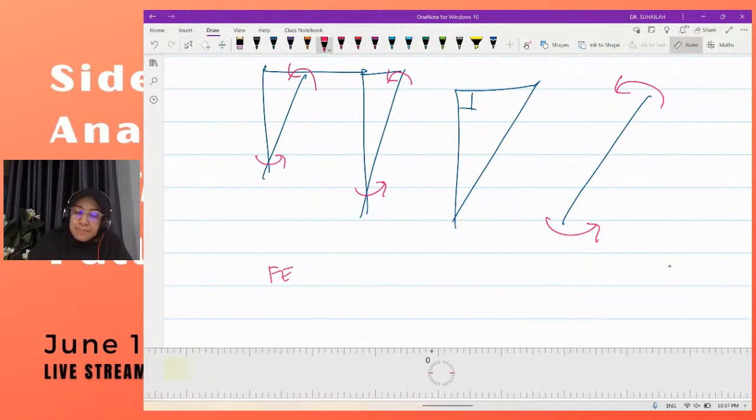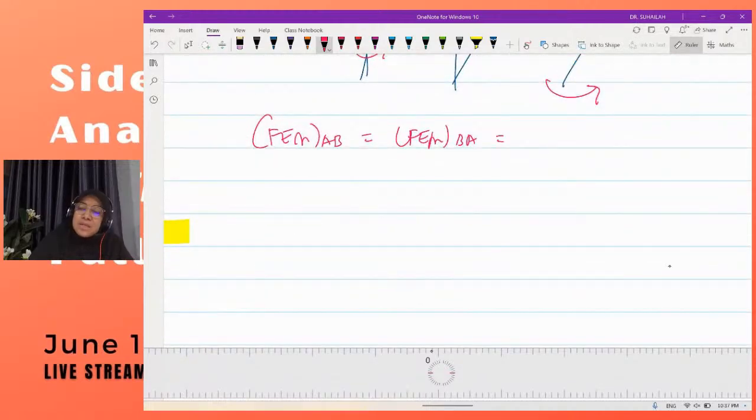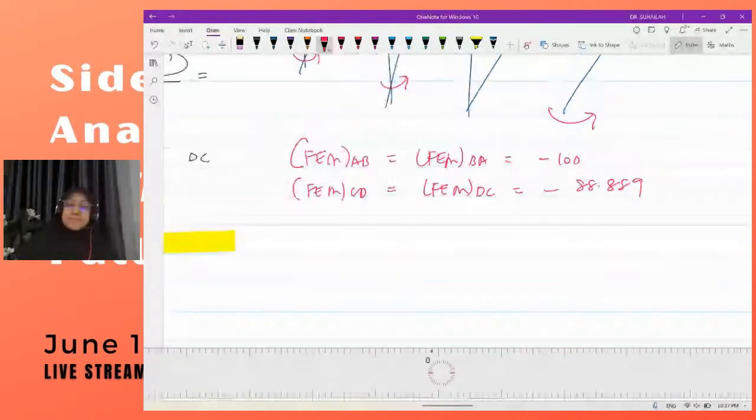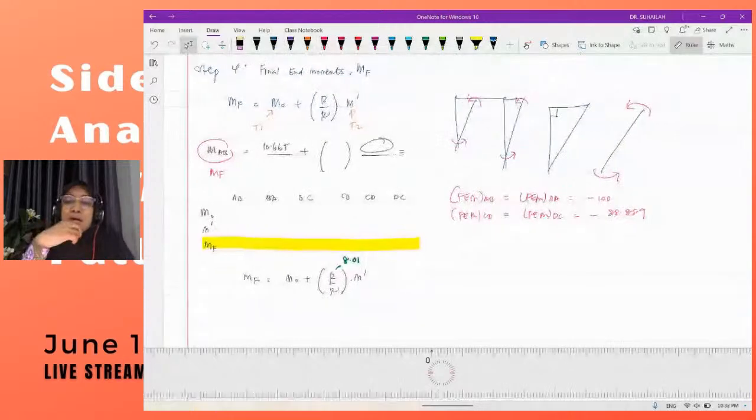FEM AB equal to FEM BA is negative 100, and another one is FEM CD equal to FEM DC, also negative 88.889. Okay, that's all.